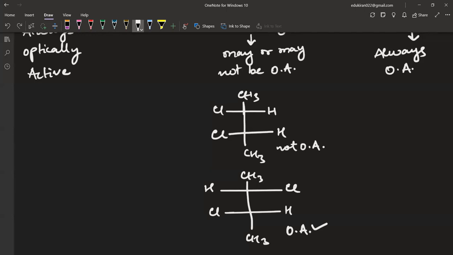Okay, so same में आपके पास इस तरह का केस आता है. When it is different groups, it is going to be always optically active. ये दो कार्बन है ना आपकी, these are asymmetric carbon, right? These are chiral carbon, asymmetric carbon, which is having different groups. This one is CH3, another is hydrogen, chlorine. Yeah, अभी दिखाते हैं आप लोगों को how to, we'll give some examples, don't worry.